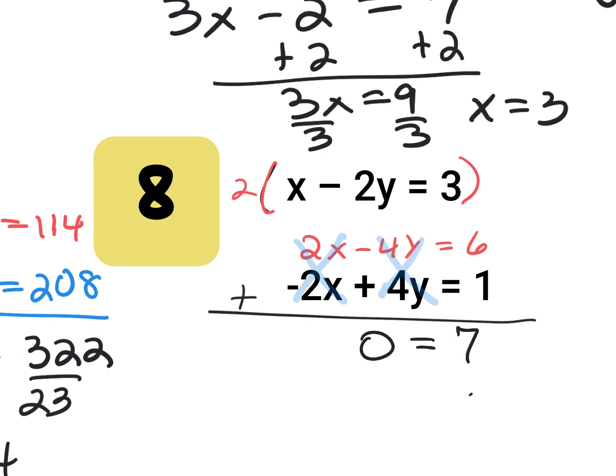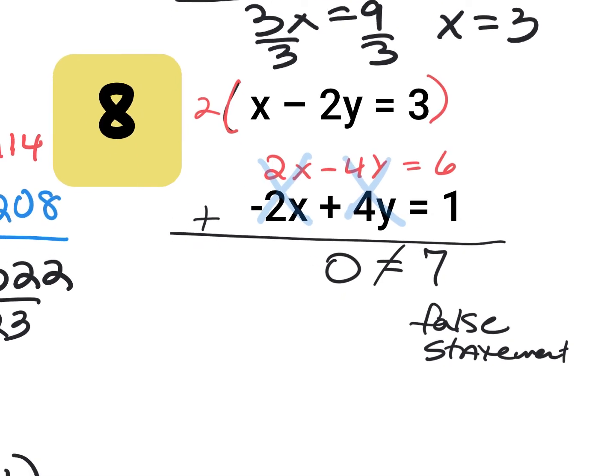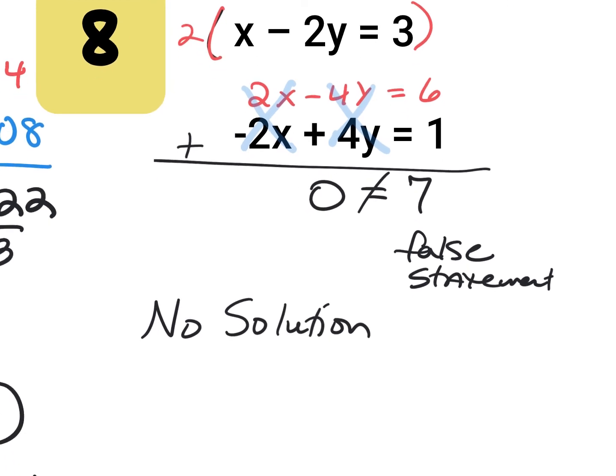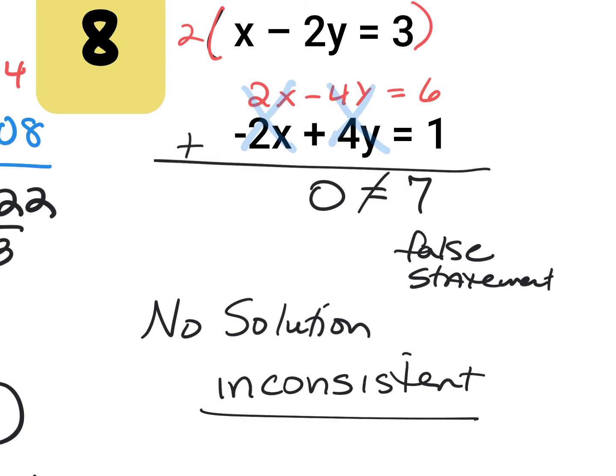When you're left with a false statement, 0 will never equal 7. This answer is no solution. If it were a true statement, if I would have gotten 7 equals 7 or 0 equals 0, then it would have been infinitely many. And when your answer is no solution, you're also going to classify it as inconsistent. This is the only time it gets the classification of inconsistent, when the answer is no solution.